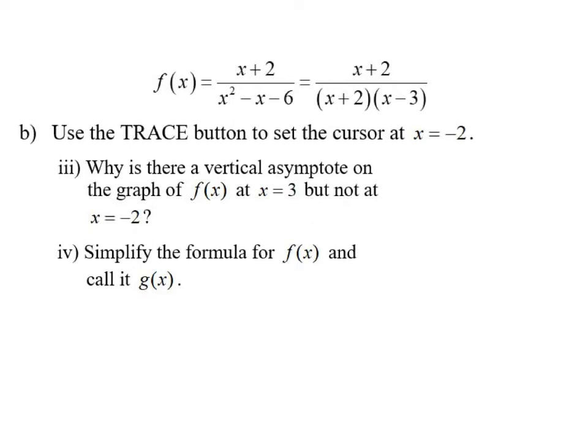If you go back and look at the graph, you'll notice there was only one vertical asymptote, and that was at x equal to 3. There is not one at x equal to negative 2, and the question is why. Perhaps simplifying the formula for f will give you a glimpse into the answer to part 3. Pause the video and give that a try.